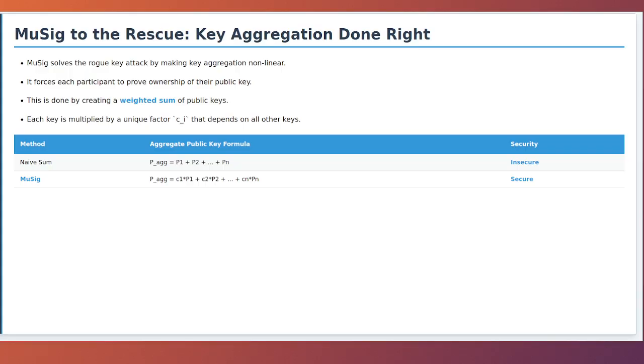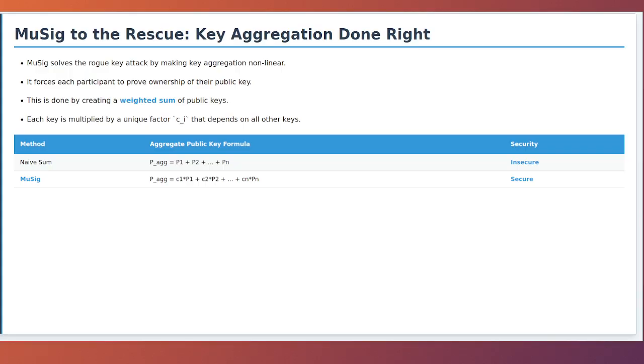It achieves this by making the aggregate public key a weighted sum of the individual public keys, rather than a simple sum. Each public key Pi is multiplied by a unique challenge factor Ci before being added. This challenge factor is derived from a hash of all the public keys in the group, plus the specific public key of the participant. As you can see in the comparison on the slide, the naive approach is just P1 plus P2.